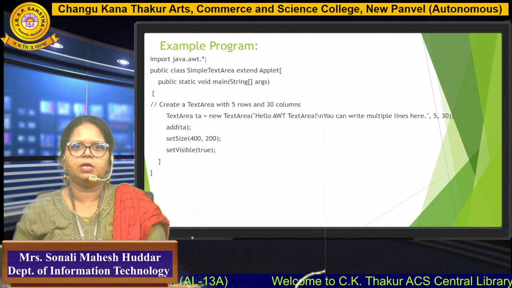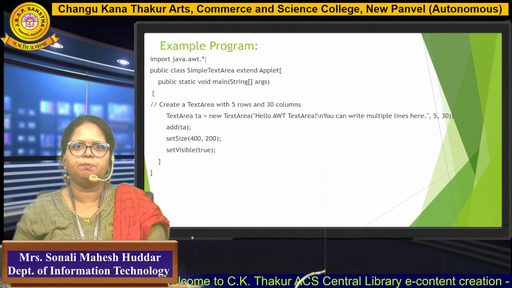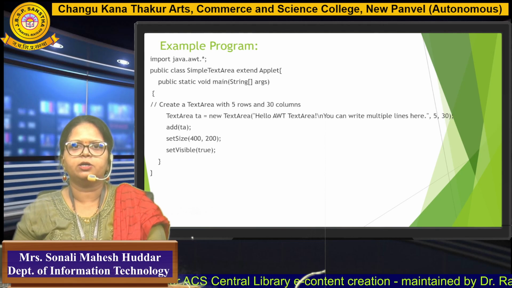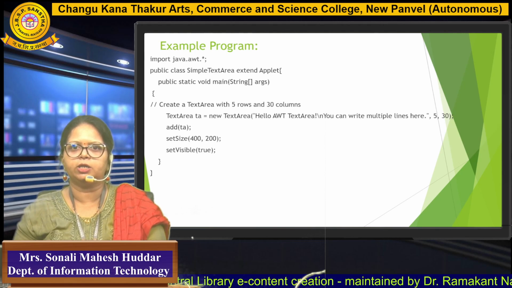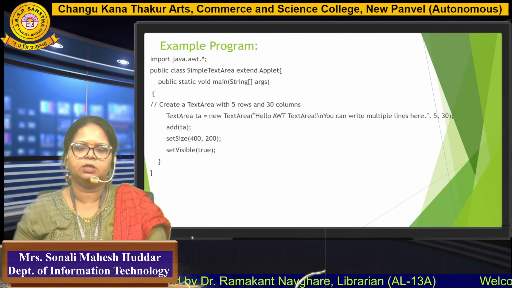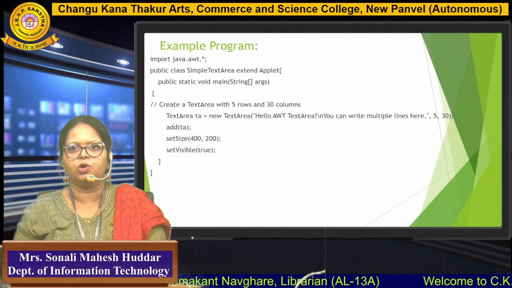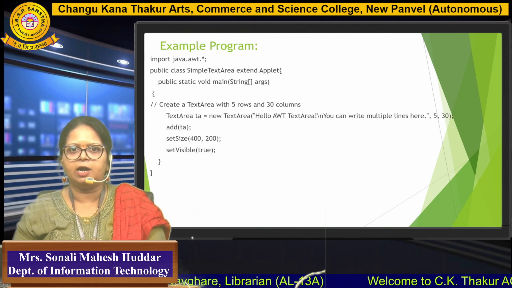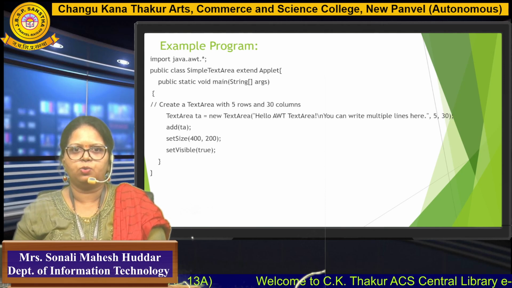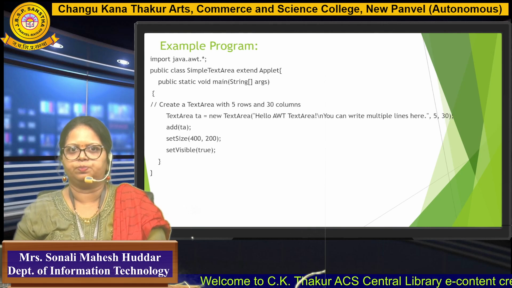Just consider one simple example. Here you are importing the AWT package, then you are declaring a Java class SimpleTextArea which extends Applet. Then you are writing the main method. Under that you are creating TextArea ta = new TextArea("Hello AWT text area"). So whatever message you want to set, you can set over here. After that message you are writing 5, 30, so a total of 5 rows and 30 columns we want here. Then we are going to add that text area ta. setSize(40, 400, 200) and setVisible, that is true.